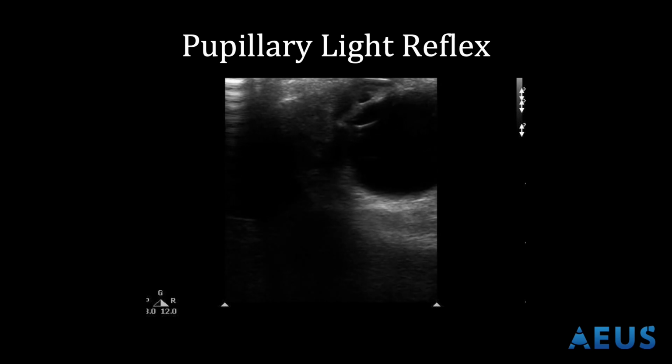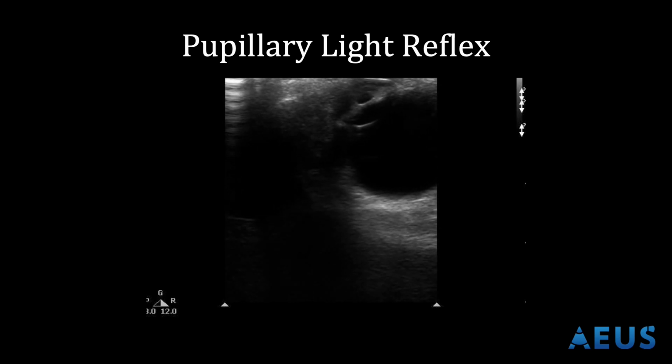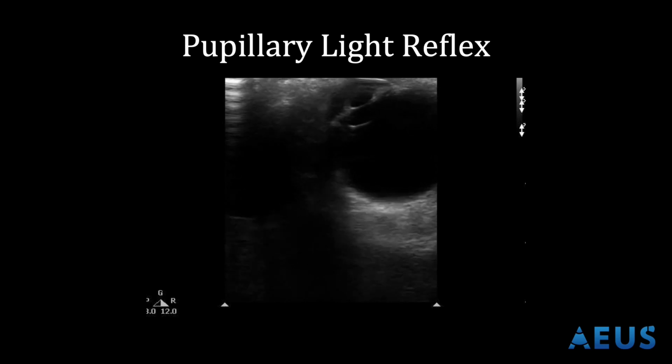To do this, you want to flatten the probe against the eye, directing the ultrasound beam across the ciliary body and pupil. As seen in the clip, as you shine light into the eye, you should see constriction of the pupil. This is a good way to assess for the pupillary reflex when the patient has swelling of the eye, which makes it difficult to open the eye.